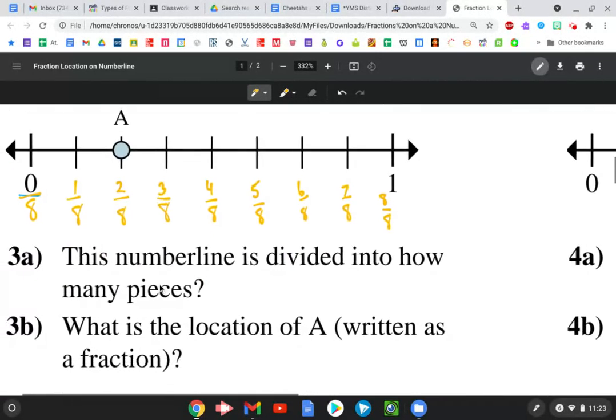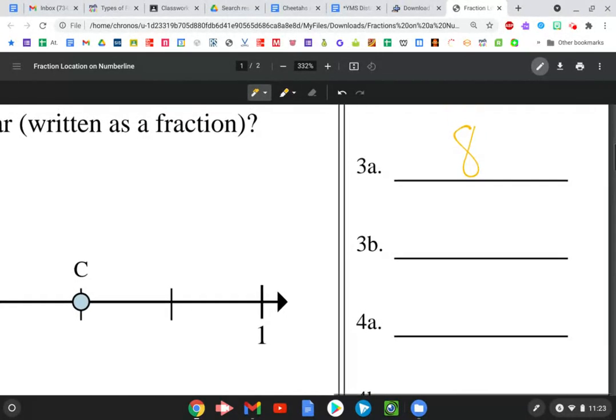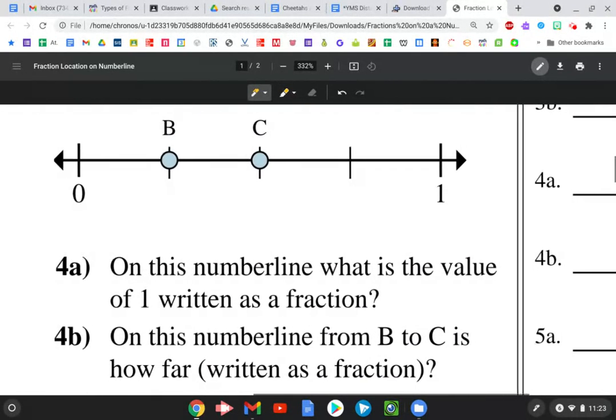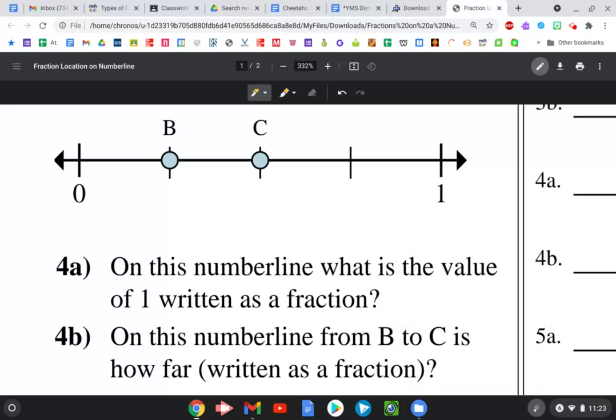Now in 3B, we're asked, what's the location of A? Well, here it is. The location of A is at 2/8. Okay. So 3B, our answer is 2/8. Very nice. Let's take a look at another number line. Here's another number line. Oh, check this out. This first question, 4A, says, on this number line, what is the value of 1 written as a fraction?